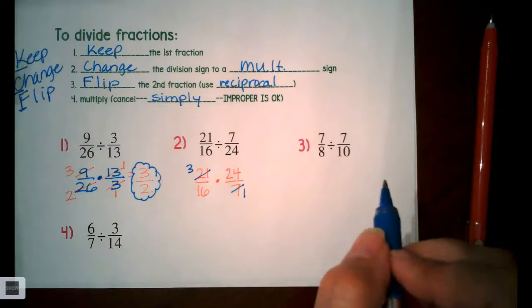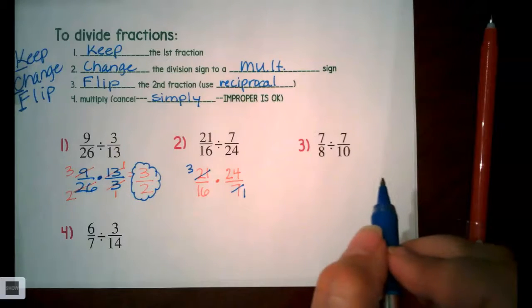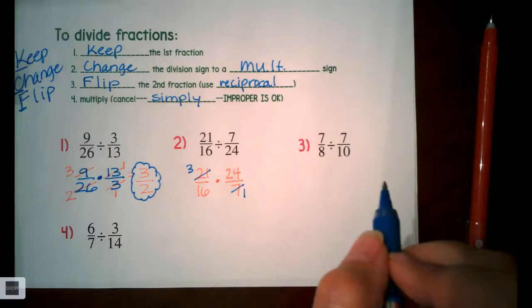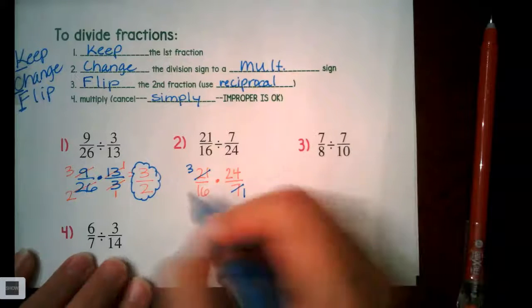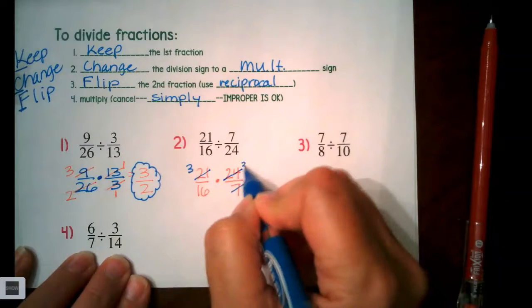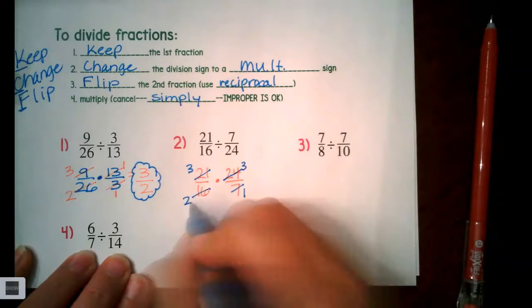Well, it could be 2. It could be 4. And it could be 8. You want to pick the largest because that makes sure that you've simplified as much as you can. So 8 into 24 is 3. 8 into 16 is 2.